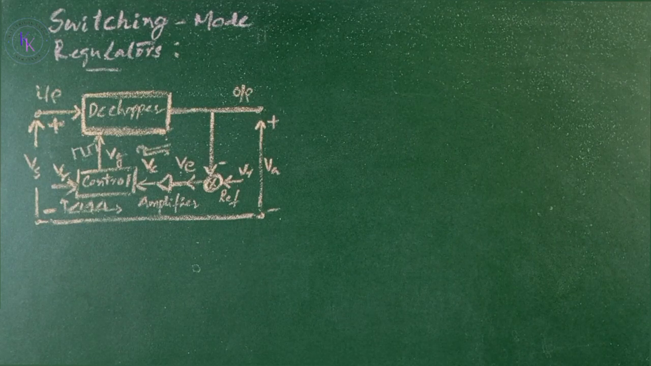Switching mode regulators. DC choppers can be used as switching mode regulators to convert an unregulated DC voltage to a regulated DC voltage. The regulation is normally achieved by pulse width modulation at a fixed frequency, and the switching device is normally a power BJT, MOSFET or IGBT.